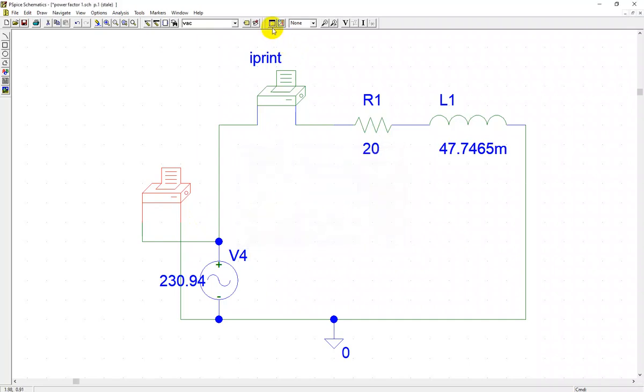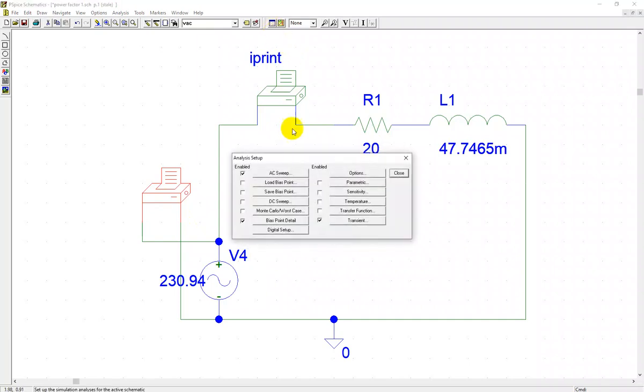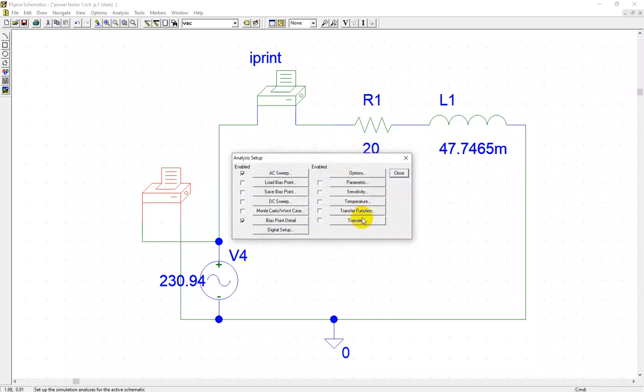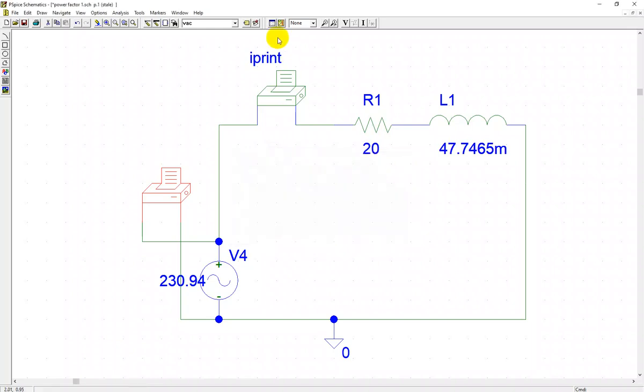Next, go to setup analysis, enable AC sweep. In that, the number of points that we want to see is only one value of current or voltage. At what frequency? At 50 Hertz. Thus the start and end frequency remain the same. Do not enable transients, it is not required, AC sweep is sufficient. And then we click on simulate.